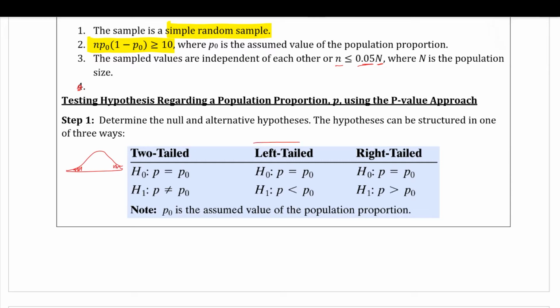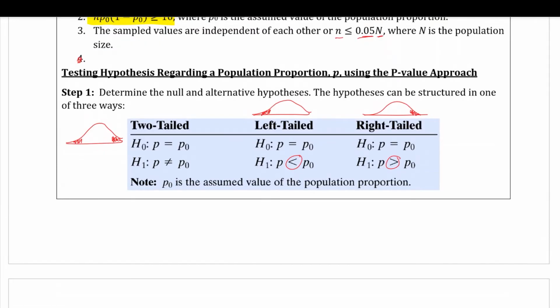A left-tailed test would look like this, where you have the left tail shaded, and the right-tailed test will look like this, where you have the right tail shaded. The easy way to remember this is for the less than, it literally points in the direction of the shaded region. For the greater than, it also points in the direction of the shaded region. For not equal to, you know it's going to be two-tailed.